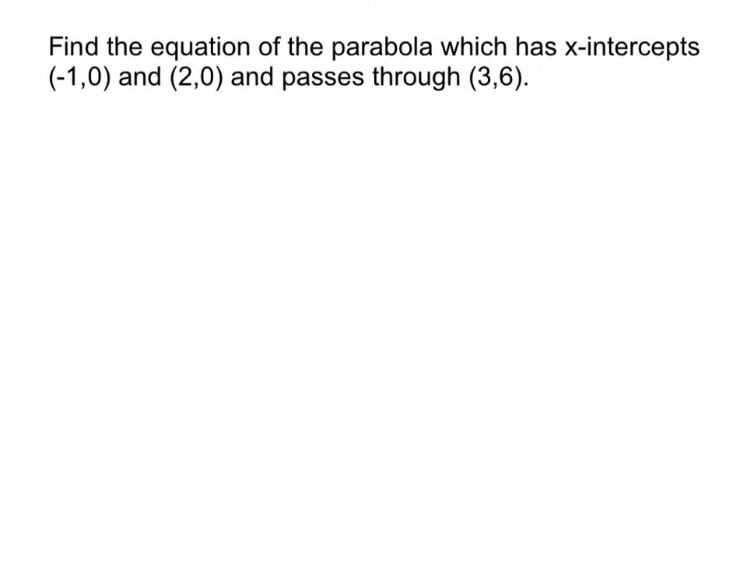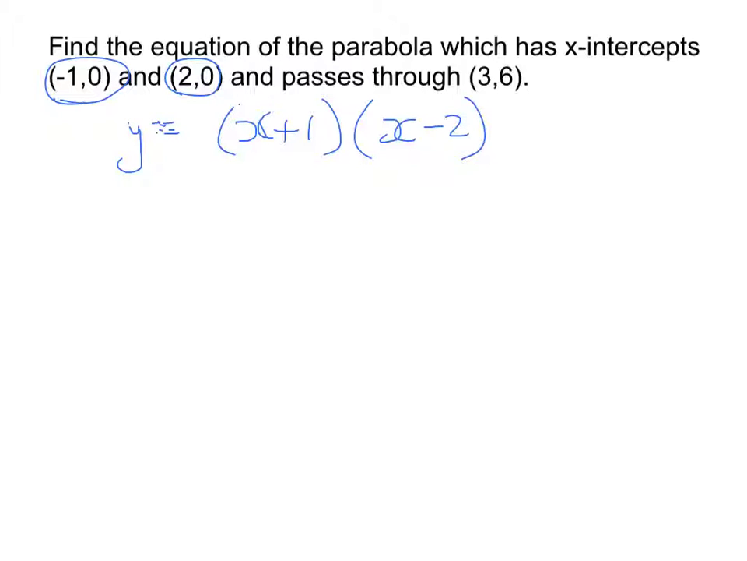Now moving on to what we have here, find the equation of a parabola which has x-intercepts of -1 and 2 and passes through the point (3, 6). So in this instance here we'll set up 2 brackets, so we have y is equal to 2 brackets, one representing each of the intercepts, so that will be (x + 1) and another one, (x - 2).